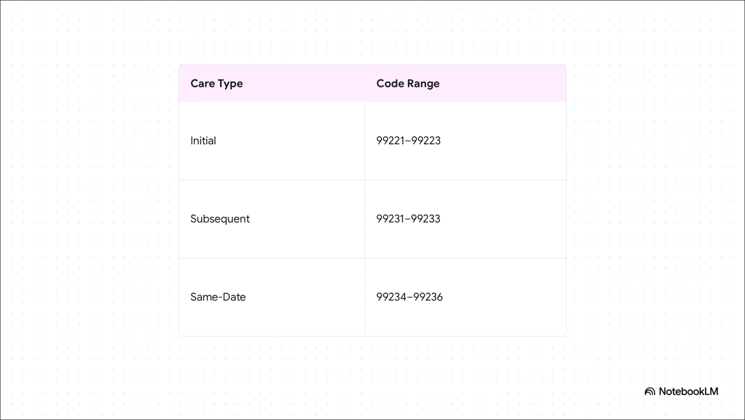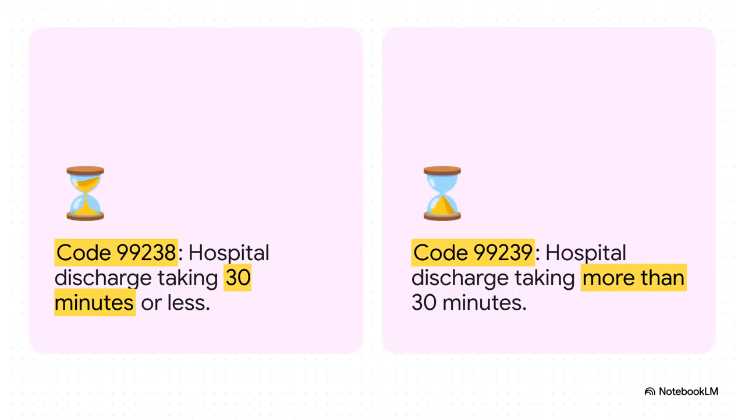But listen closely because the major exam point here is for the same date admission and discharge codes. That's 99234 through 99236. If you're going to report these single codes for a patient who's admitted and discharged on the exact same calendar date, the documentation absolutely has to prove a strict minimum 8-hour stay. Lock that number in your head right now. 8 hours.